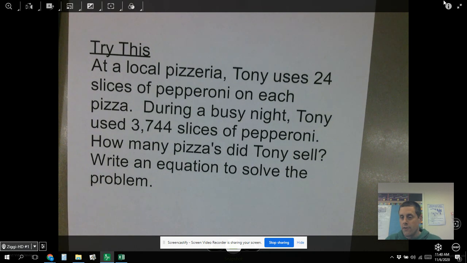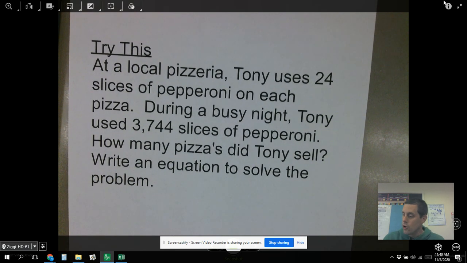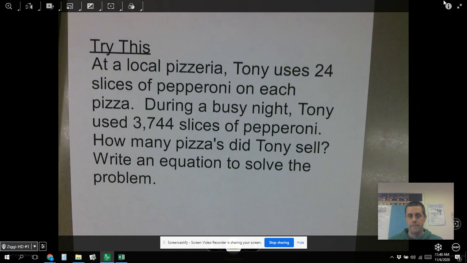All right, I got one scenario for you to try on your own. At a local pizzeria, Tony uses 24 slices of pepperoni on each pizza. During a busy night, Tony used 3,744 slices of pepperoni. How many pizzas did Tony sell? Go ahead, pause the video, write an equation representing this scenario, solve the equation for the appropriate solution, and then begin playing the video again to check to see how you did.